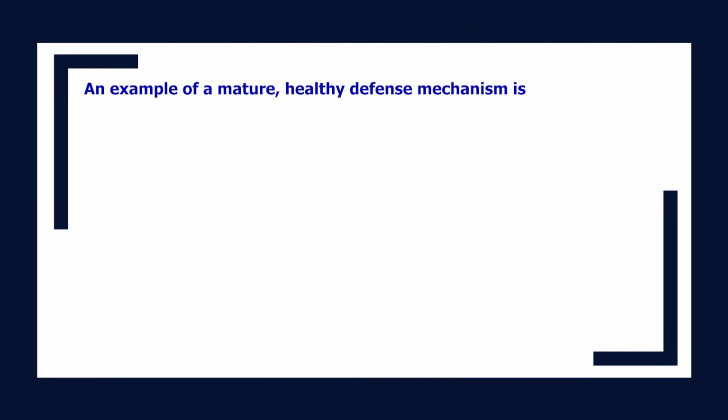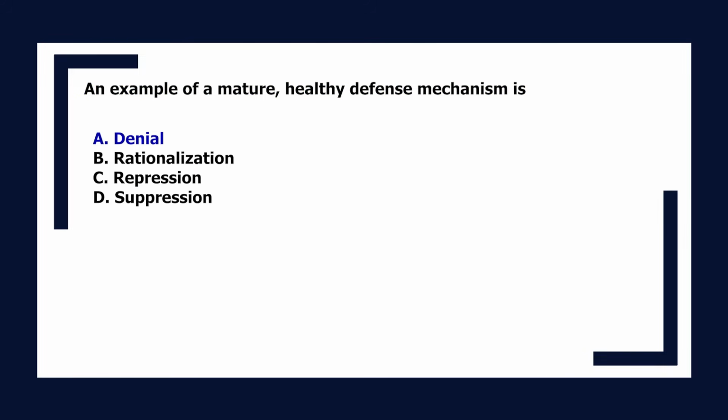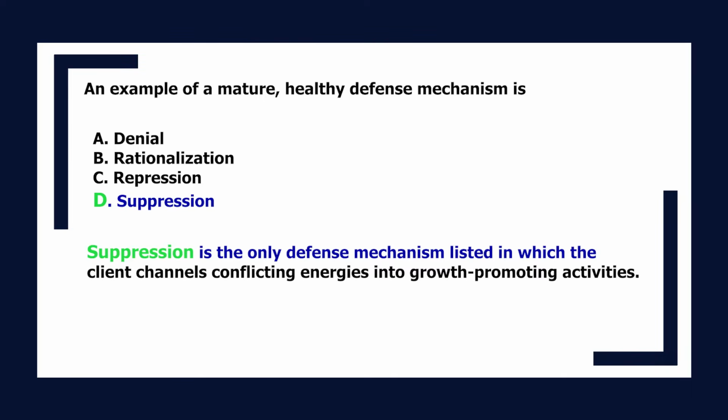An example of a mature, healthy defense mechanism is A. Denial. B. Rationalization. C. Repression. D. Suppression. The correct answer is D. Suppression. Suppression is the only defense mechanism listed in which the client channels conflicting energies into growth-promoting activities.